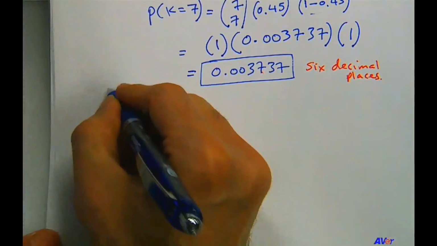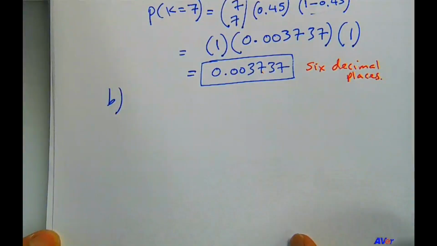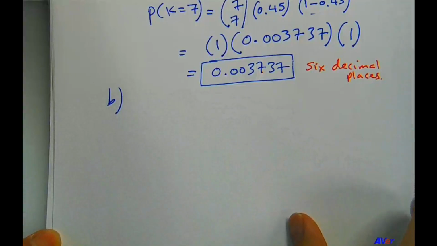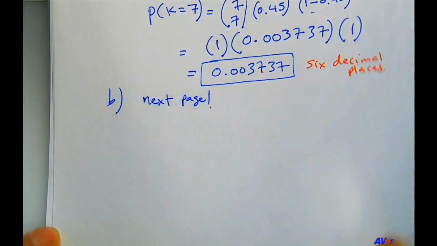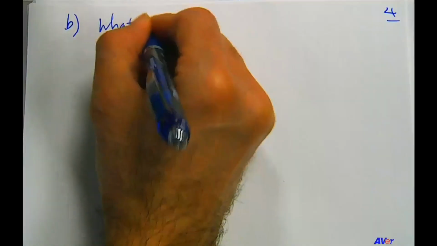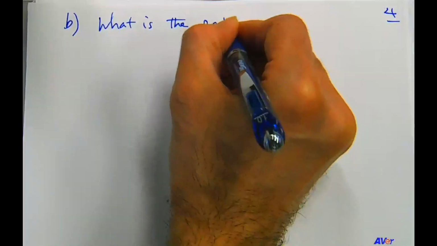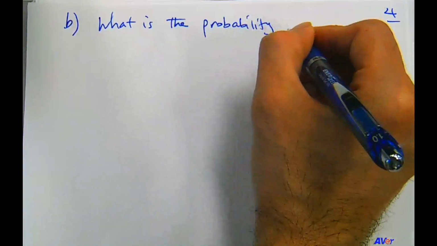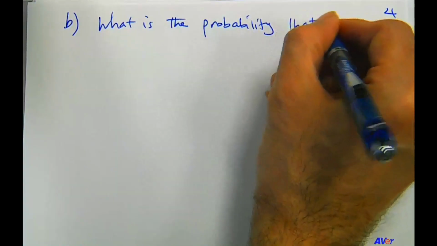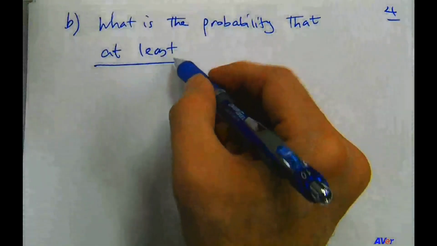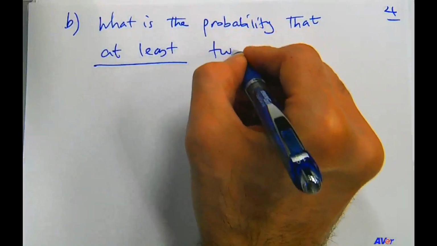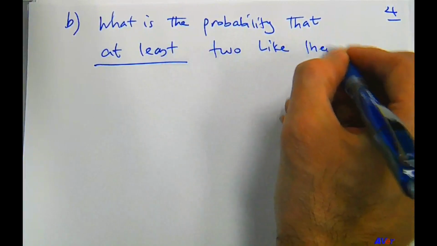For part B of the same question, I need more space for this, so let me go to the next page. Okay, so for part B, we're asked, what is the probability that at least, you guys have seen this before, right? At least, it's very important, at least 2 like their jobs.